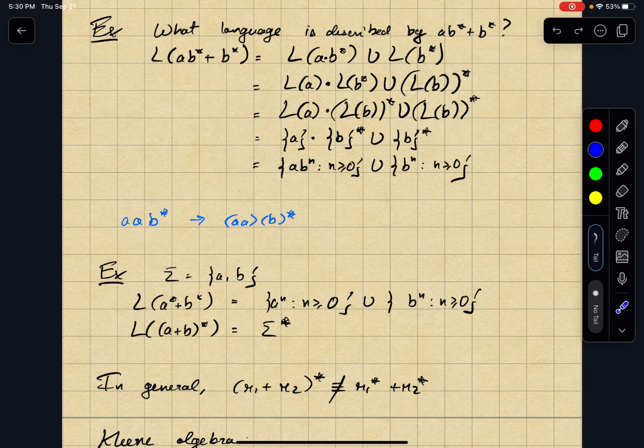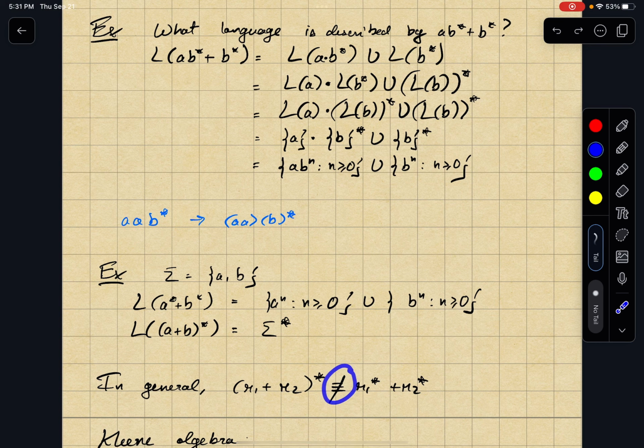And so what that shows us is that in general, if I have two regular expressions, and I join them together with the plus, and I apply the star operator to that, then this is not necessarily going to be equivalent to R1* + R2*, meaning that the star isn't going to distribute over the plus operator.